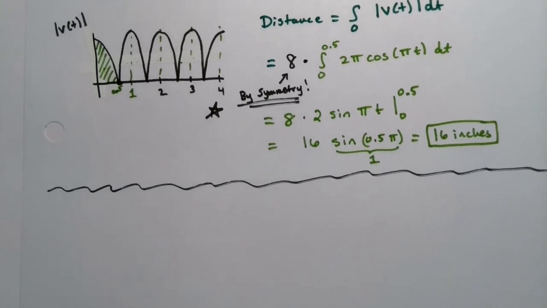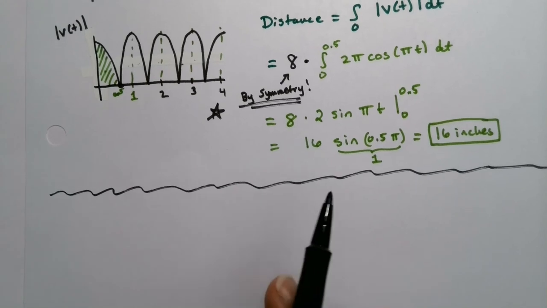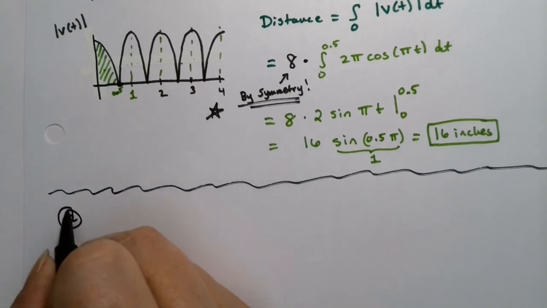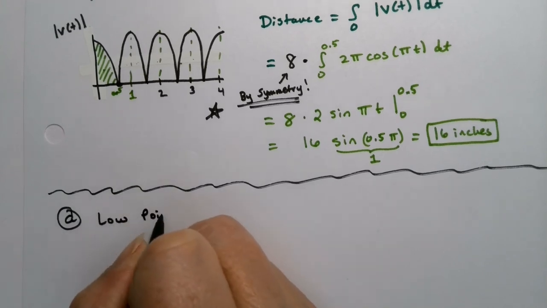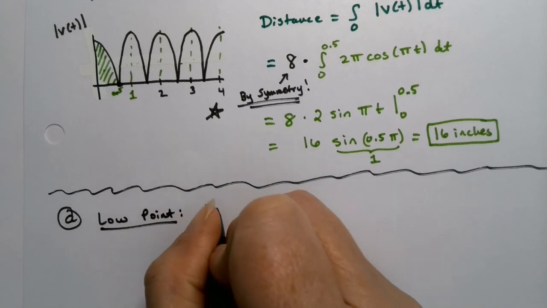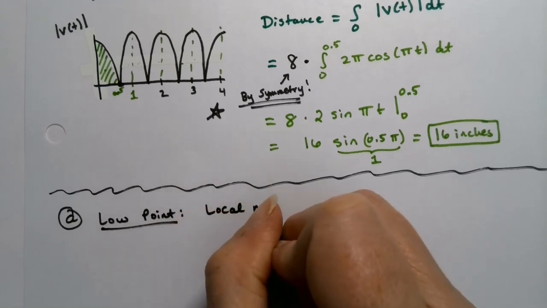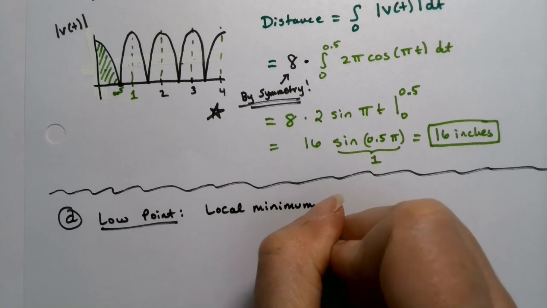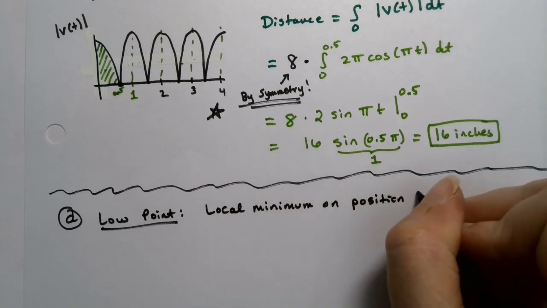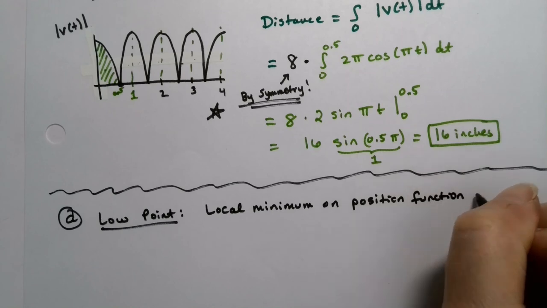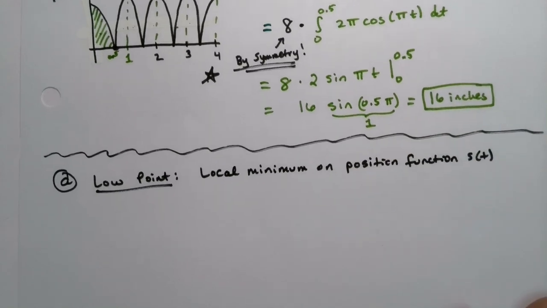Okay, last but not least, at what time does it reach its low point? In those 4 seconds, the mass reaches low point. Okay, so low point would mean you have a local min on the position function, right? Okay. Well, where does that happen?